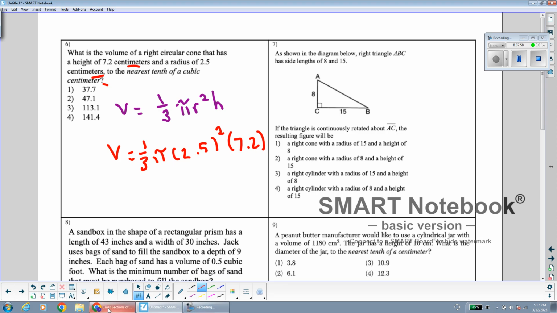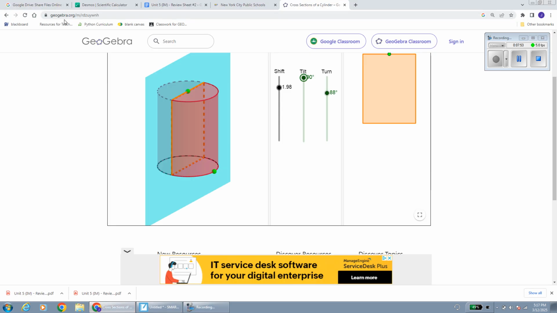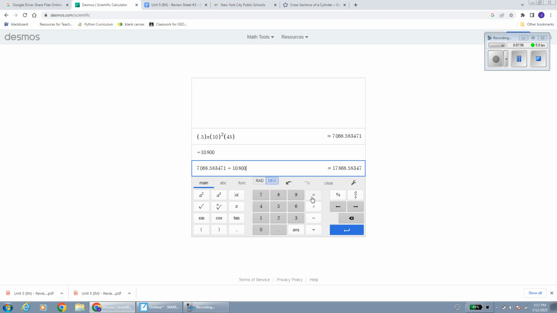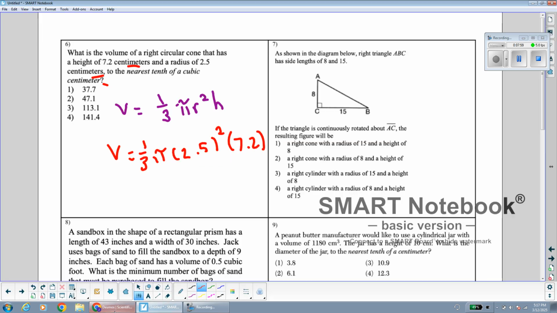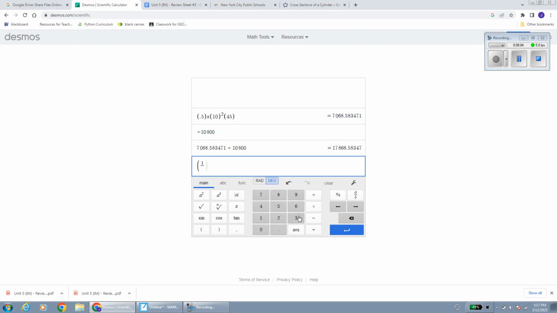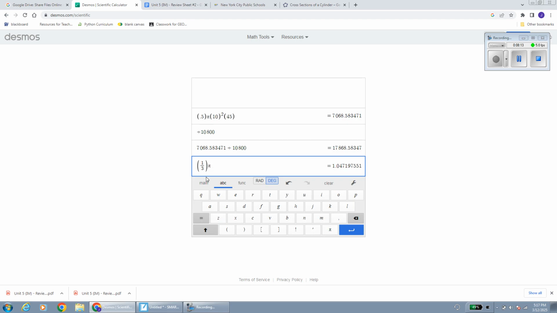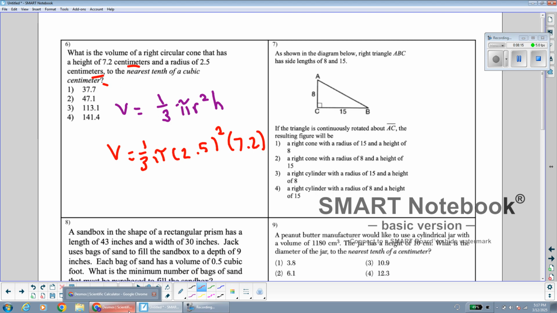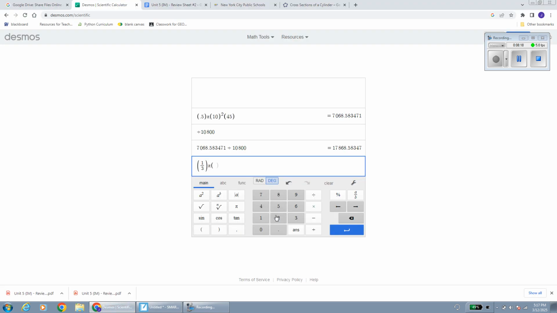And it does say to round, so I'm going to put this into my calculator. Let me clear this out. So that is 1/3 pi times 2.5 squared times 7.2. And that's about 47.